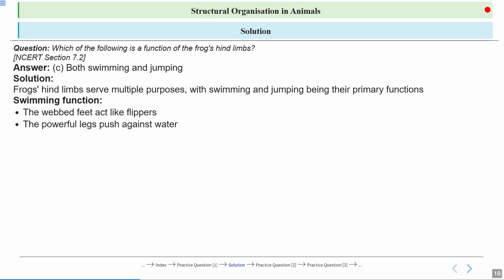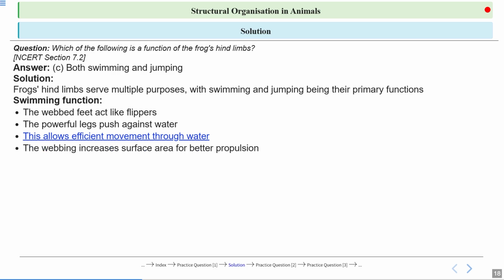The flipper makes its body move forward during swimming. The powerful legs push against water, and as their legs are very powerful, they can push water against them and move in the forward direction. This allows efficient movement through water, right? So in this way, it allows the movement of their body efficiently in the water.